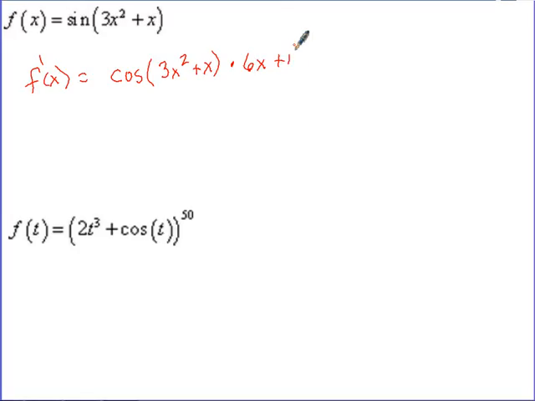6x plus 1. So technically, notice I'm putting this in parentheses because it is a binomial, right? It's not just one thing. Could I simplify this? Actually, in this case, not really. The only thing you can really do is move it to the front. And why would I want to move it to the front? Simply because if I left it like this, most people would think it's the cosine of all of it, right? But it's only the cosine of this. So the only thing I would do is 6x plus 1 cosine of 3x squared plus x.